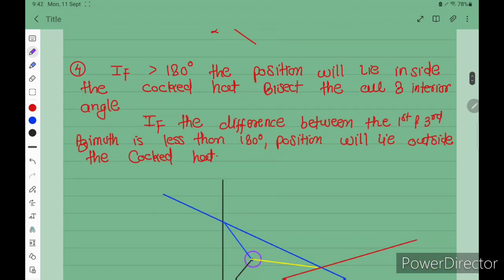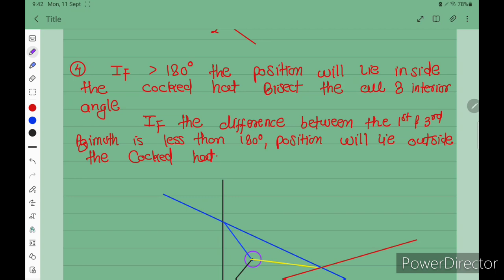If it is more than 180 degrees, like your passing is 180 and you get more than 180, so you are inside the classroom. So if it is more than 180 degrees, the position will lie inside the cocked hat. In that case bisect all the 3 interior angles.